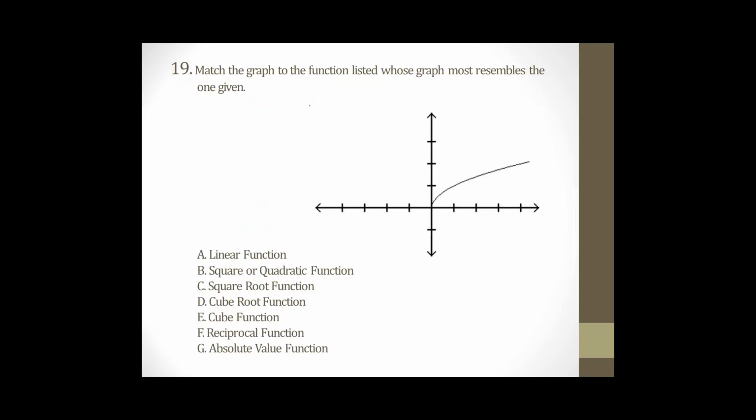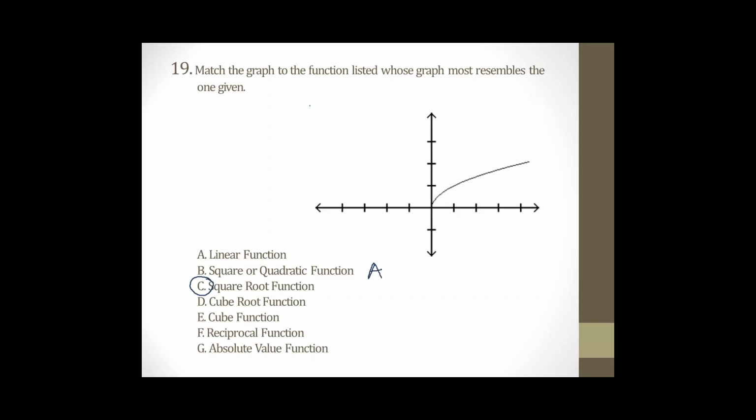Let's look at 19. Match the graph to the function listed whose graph most resembles the one given. It's going to be really helpful for you to have an idea of what these parent functions look like. This particular graph actually models the square root function. That's answer choice C. But just so you're clear on what these look like, let's draw sketches.